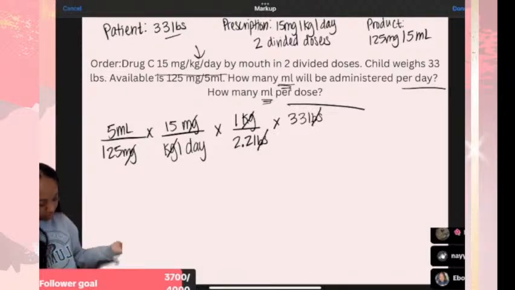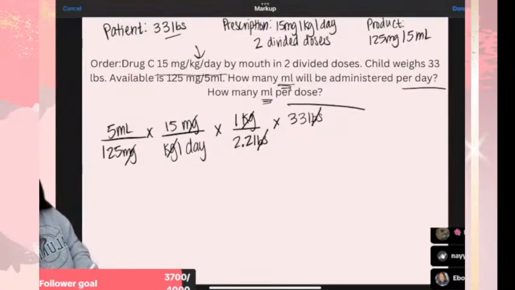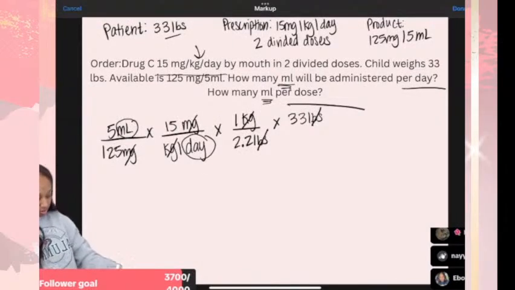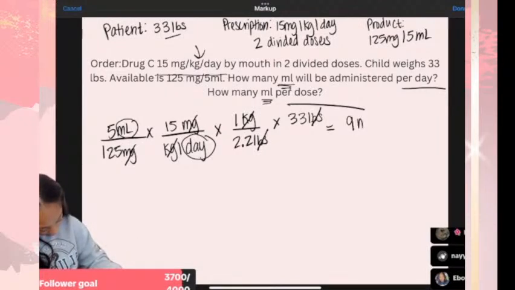And that's going to cross out as well, okay? So everything has crossed out except for milliliters per day. So that's how we get our first part of the problem solved. So 5 times 15 times 33 divided by 125 divided by 2.2. So that's going to be 9 milliliters per day.